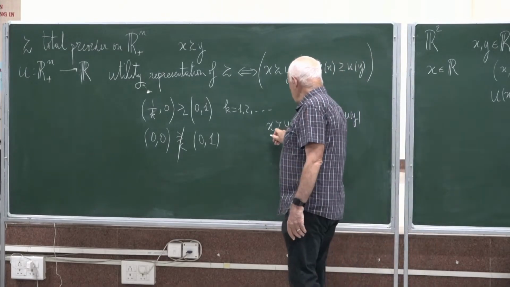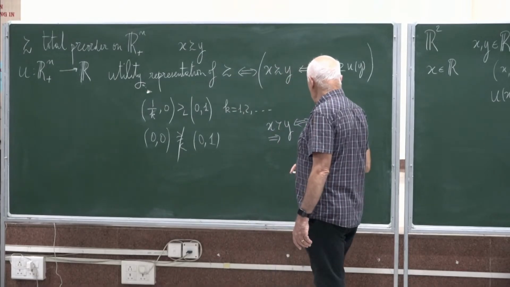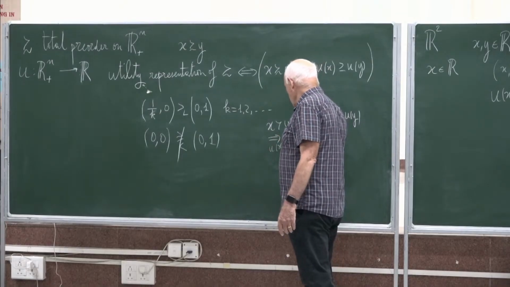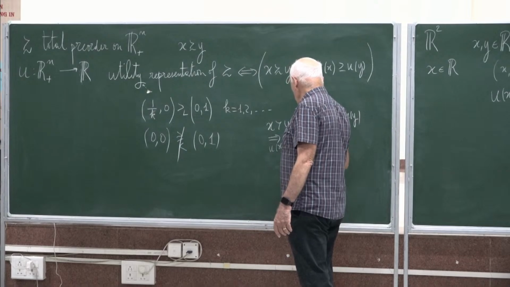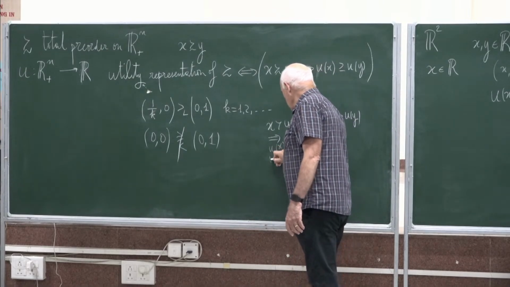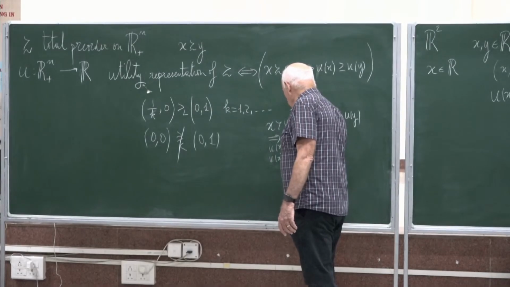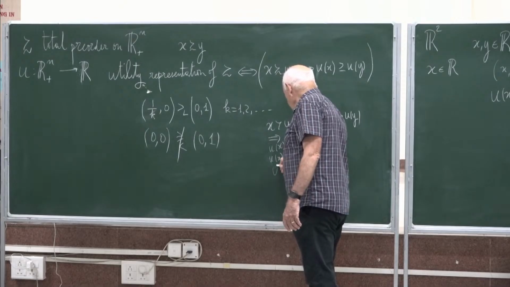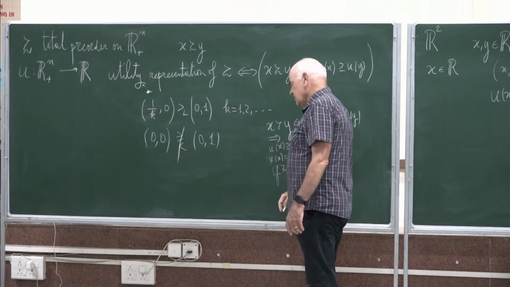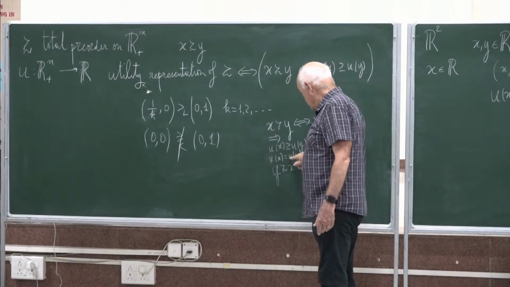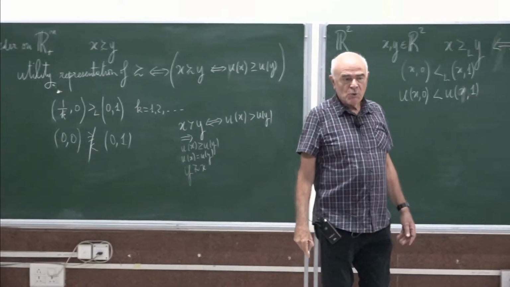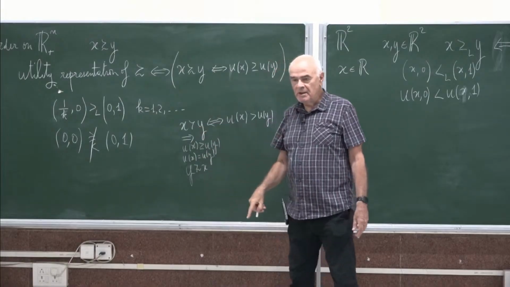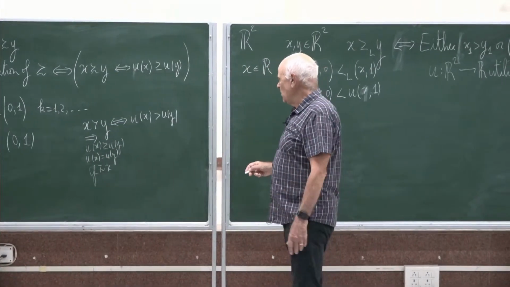In this direction, if x is strictly preferred to y, first of all, x is preferred to y, so u of x is greater than or equal to u of y. But we cannot have u of x equal u of y, because this would mean that y would also be preferred to x, because u of y is greater than or equal to u of x, and this is impossible because we are assuming a strict preference. And the same in the opposite direction.